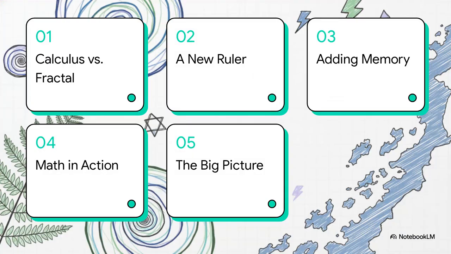And here's our game plan. First, we're going to figure out why traditional math just hits a wall with the real world. Then, we'll look at the 2 new toolkits mathematicians came up with to solve that very problem. After we see them in action with some really surprising materials, we'll zoom out and see why this new math is totally changing how we look at the universe.